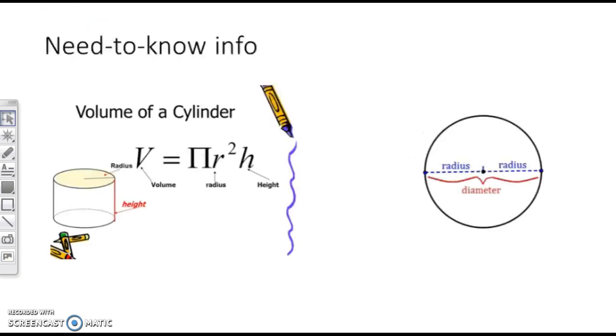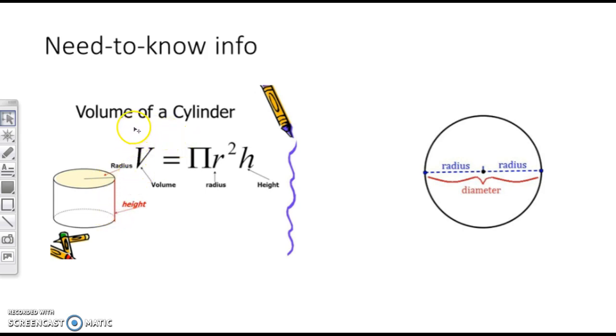Alright, so this quiz is all about cylinders. Okay, so this is a picture of a cylinder right here. You can think of it like a can. It's got a circle on the top and a circle on the bottom, and then it also has a height. This is a three-dimensional figure.